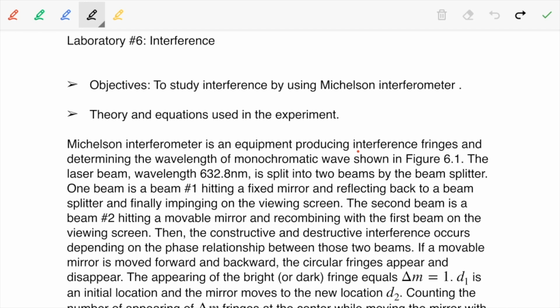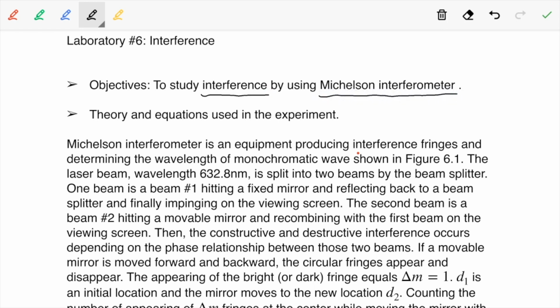Hello everyone, this is lab number 6, interference. In this video we talk about the theory part of this lab. The objective of this lab is to study interference by using a Michelson interferometer. This is the instrument, and we will learn interference by this instrument. First of all, theory and equations used in this experiment.